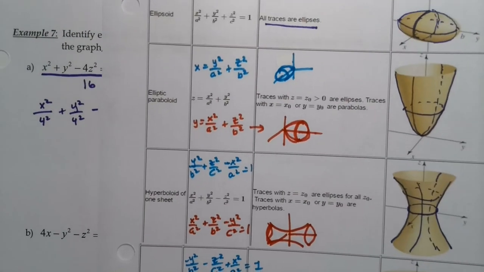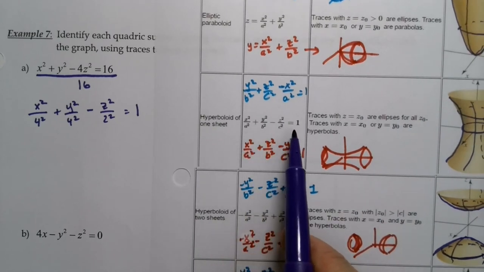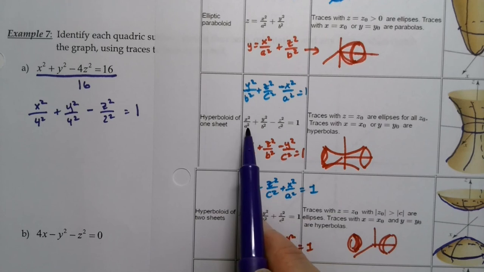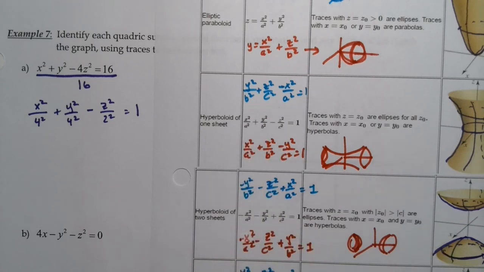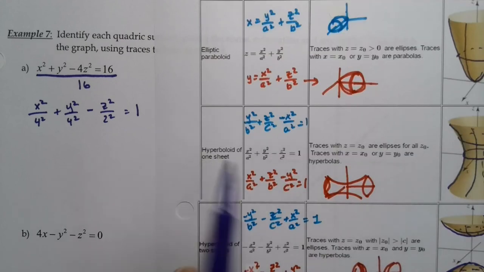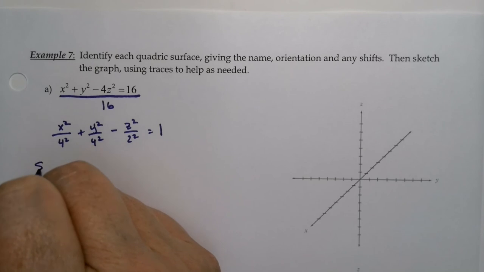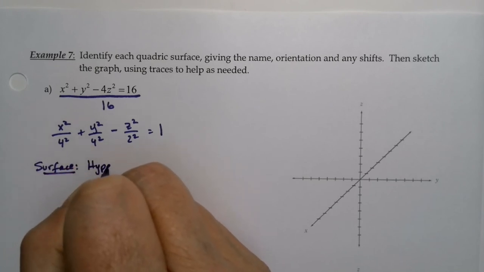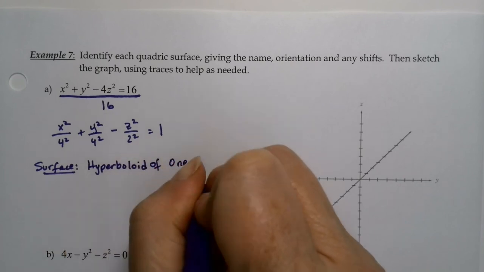Let's go back to our sheet, shall we? Okay, so it is fitting into this pattern right here. See it? Right? So I even wrote it that way. 4 squared, 2 squared. So you can see it. Nice. Okay, so this is a hyperboloid of one sheet. So let me write that because it wants to know what's the quadratic surface. So the surface is a hyperboloid of one sheet.